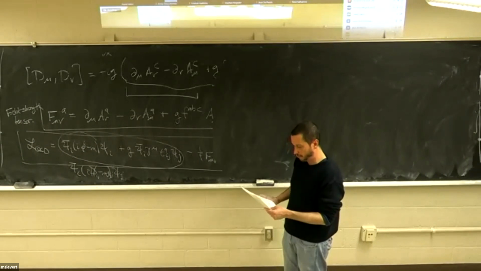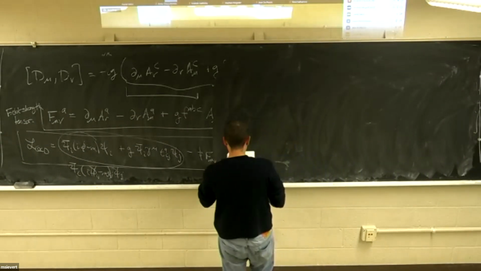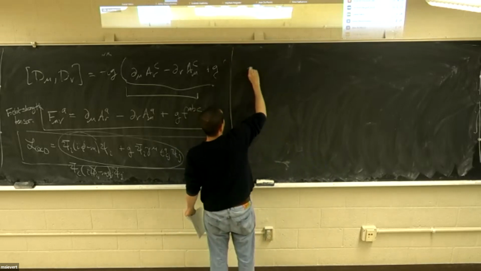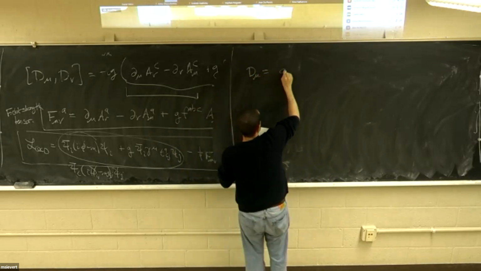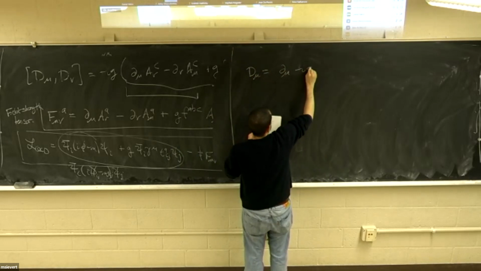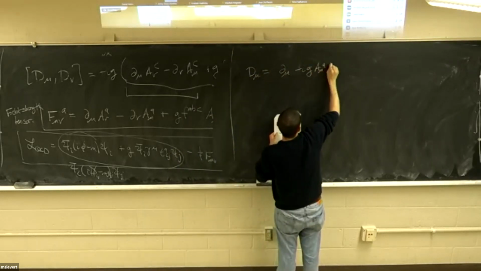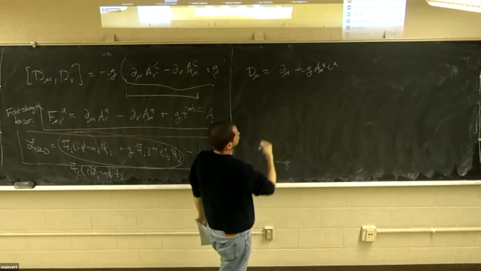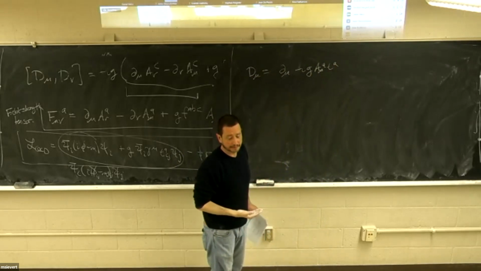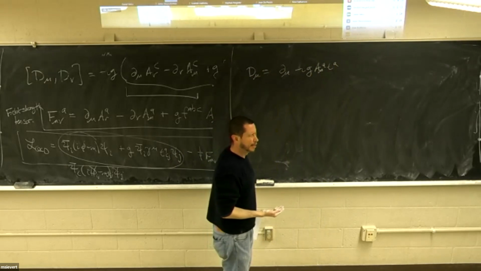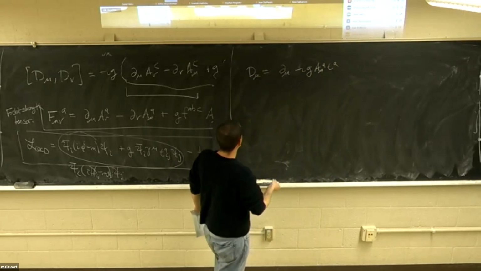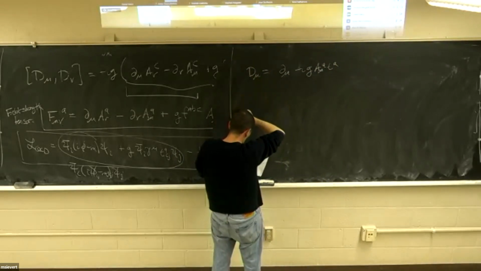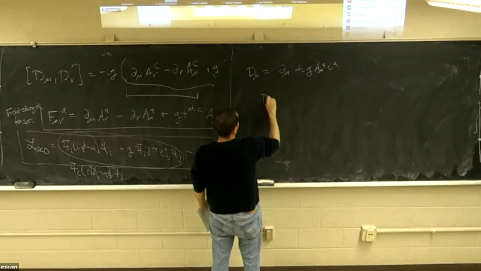Right, I want to derive the form of the gauge transformation on A_μ. So we found the covariant derivative. We had D_μ was ∂_μ minus i g A_μ^a T^a. And I want to use this to find the transformation of the vector field A under my gauge transformation. One simple way to do that is from the definition of the covariant derivative as parallel transport.